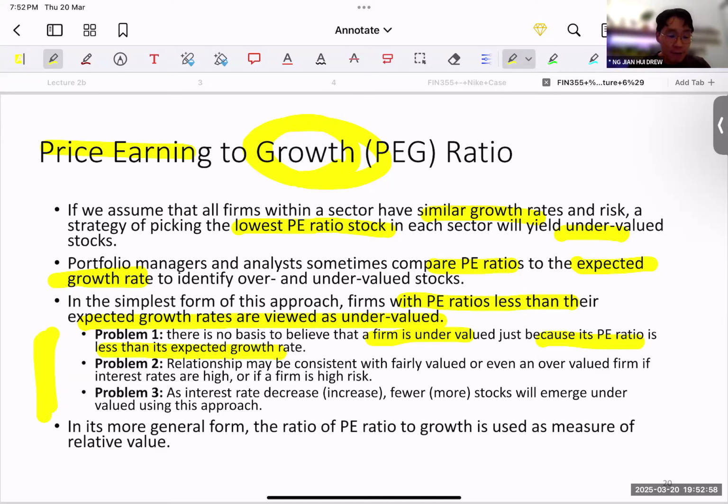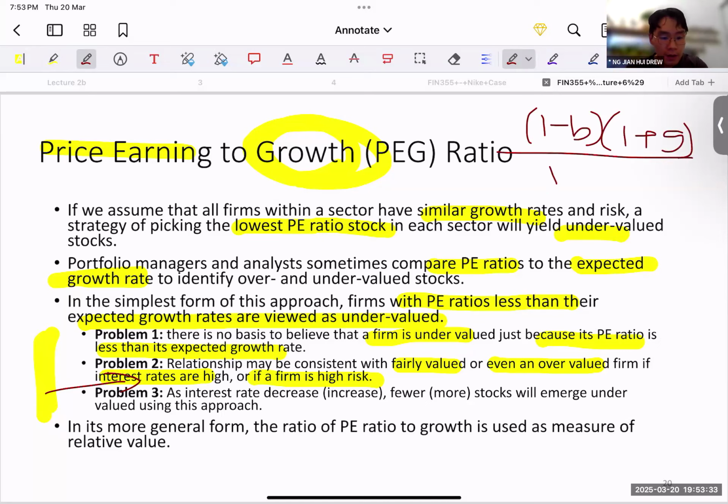The relationship may be consistent with a fairly valued or overvalued stock if the interest rate is high or if the firm is high risk. So what does this mean? What are we looking at when we say interest rate and firm risk is high? Anyone knows? Then divided by G again.